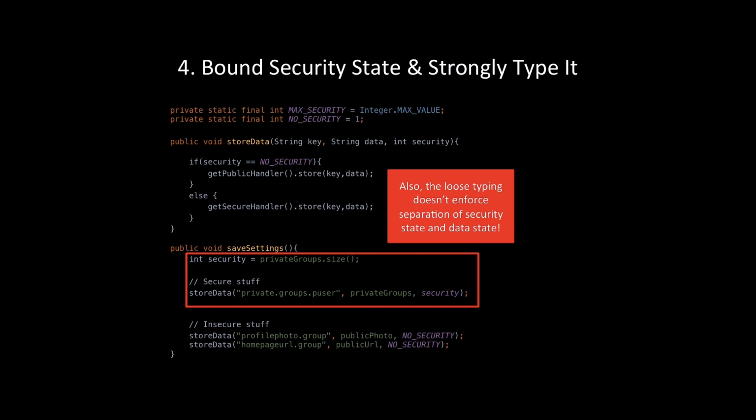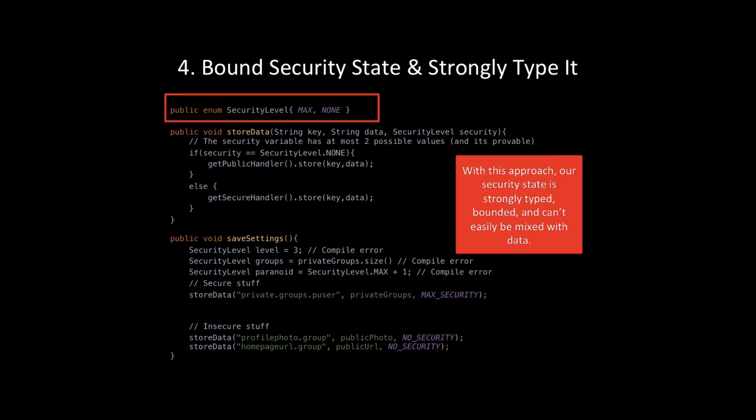So if we go back and look at our enum approach again, we get a number of important benefits from this approach. The first benefit is that our security state is clearly bounded. We only have two specific values that we have to worry about, security level max and none. There is no in-between, and there's no possibility to assign a value that's in-between. And this is really important because it helps us to prevent the errors that we saw of people misusing our interface to security. And it also is very important from a testability standpoint.